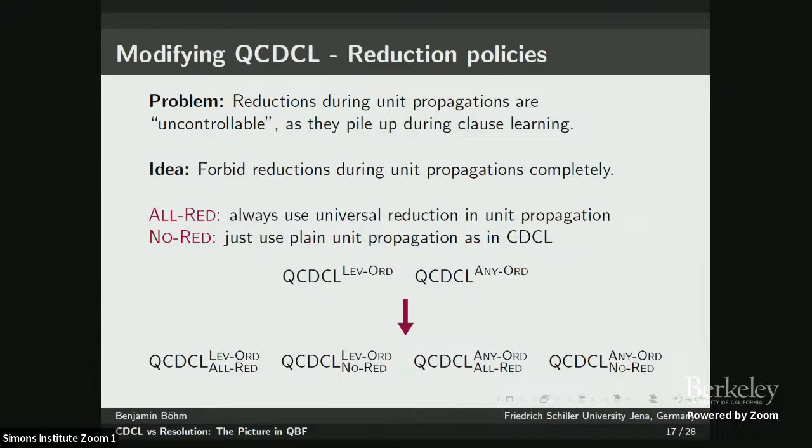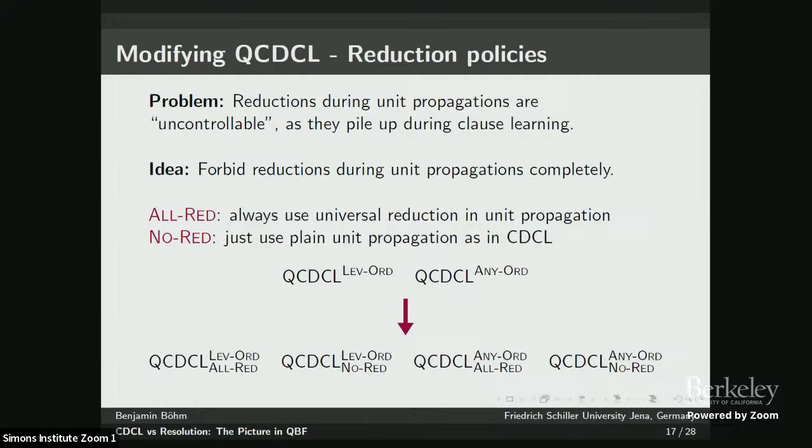Therefore, we just forbid reductions at all and define these two policies that affect these reductions during unit propagations. So here, the first one is just a classic one, all red. That means always use universal reduction in unit propagation. And the next one, no red, just use plain unit propagation as in CDCL.